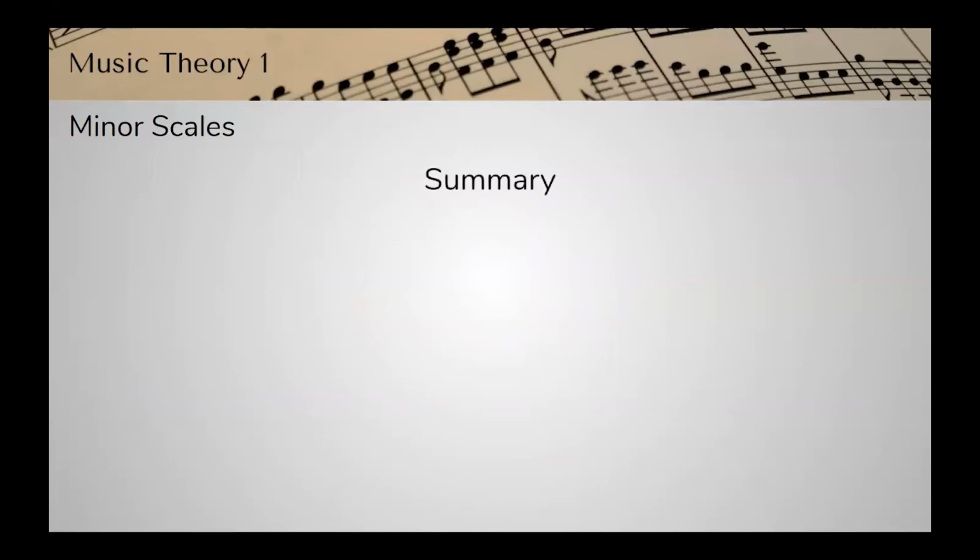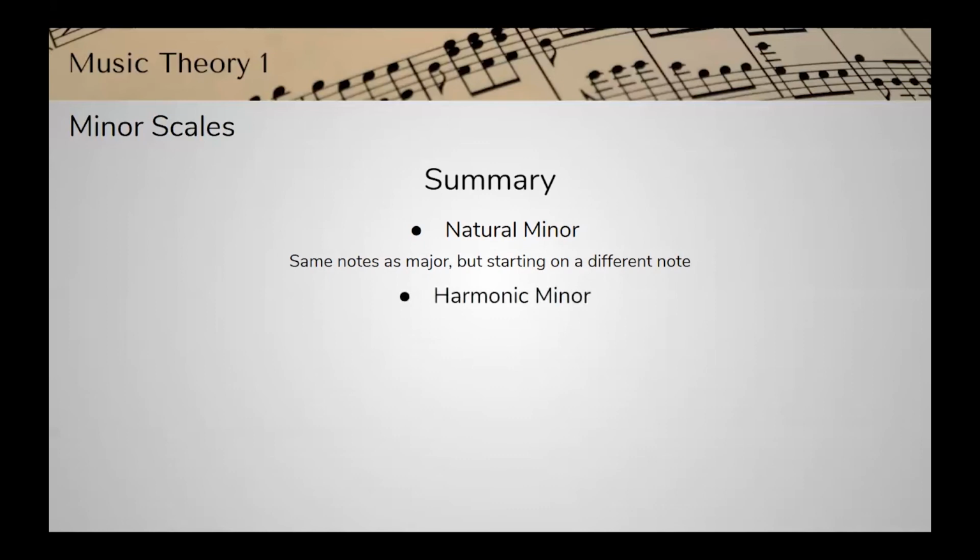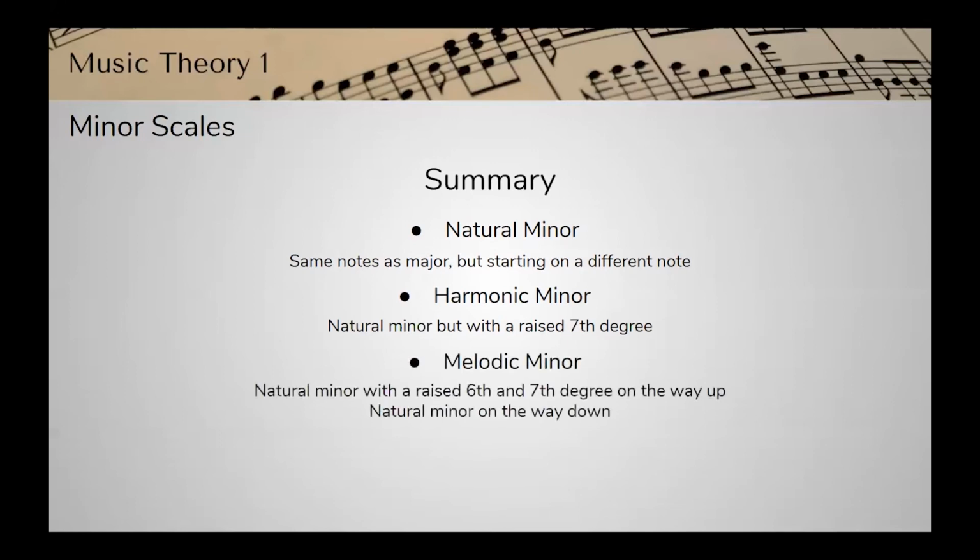Okay, so to summarize, natural minor has the same notes as major, but it starts on a different note. So C major and A minor use the same notes, but A minor starts on A, C major starts on C. Harmonic minor is the same as natural minor, but we've raised the 7th degree to make it sound more like a major scale. And melodic minor, we raise both the 6 and 7 to correct that little error in our harmonic minor scale, and then we change it into a natural minor on the way down.